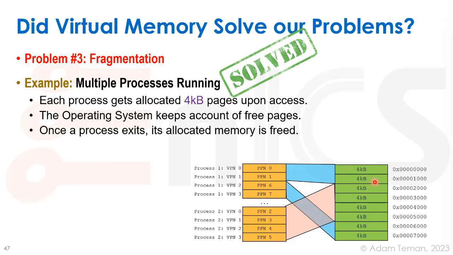The operating system keeps account of what pages are free, and once a process exits, its memory is freed. We can do this allocation in any way we want, and we don't cause fragmentation, or at least it is limited to the resolution of this very small page that we have in the end over here. So indirection completely solves this problem of fragmentation.